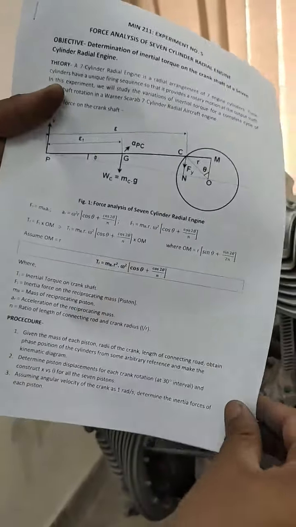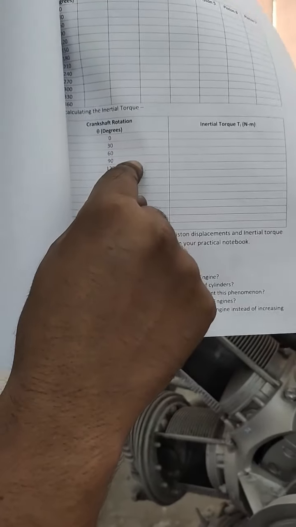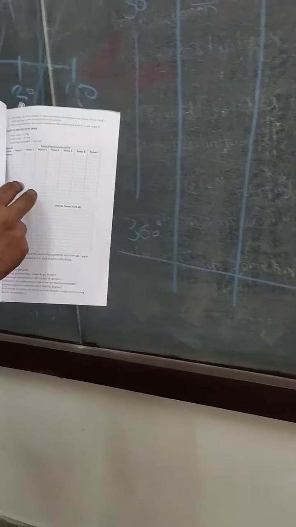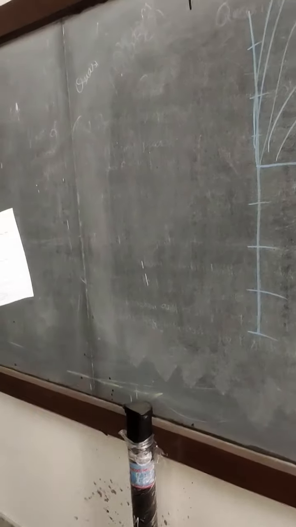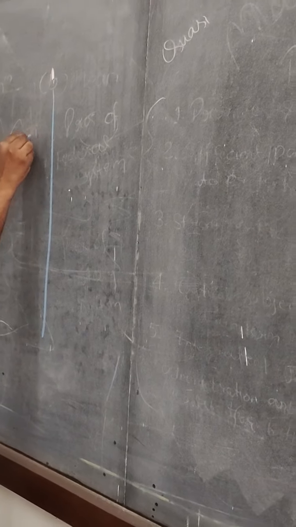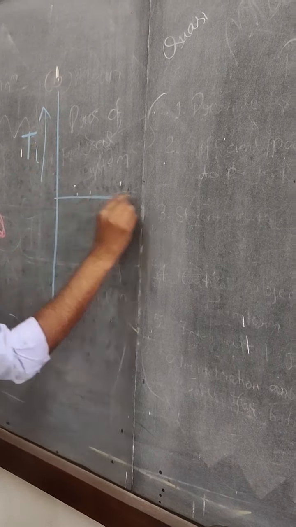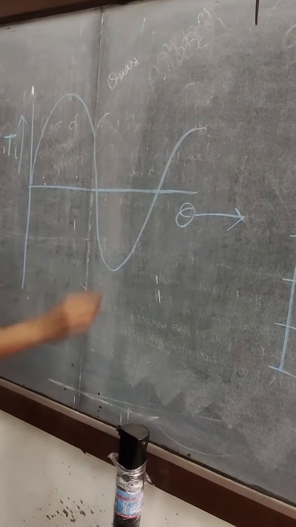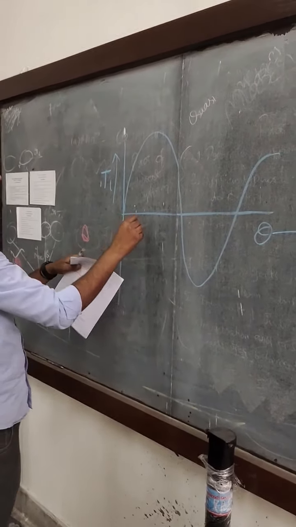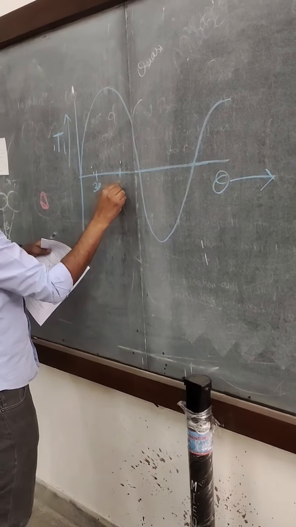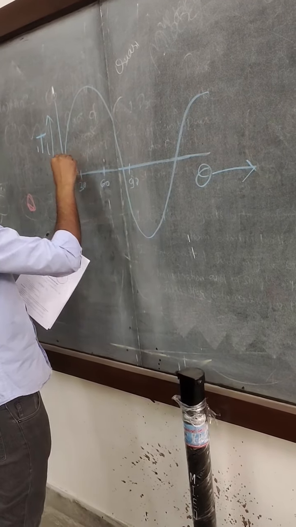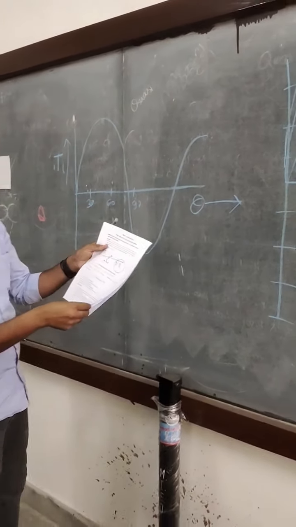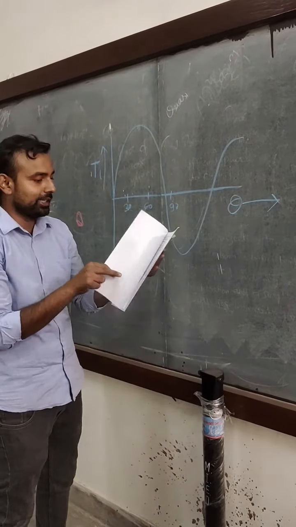So you can calculate the value of Ti for all these angles, and once this table is completed, you can plot one more curve, and this time the curve will be between Ti, that is inertial torque, and theta. The curve will be something like this. Here we can analyze how my inertial torque varies in the engine for the angular movement of the crankshaft rotation. So this will be the second curve, and after this it will be the end of the experiment. Thank you.